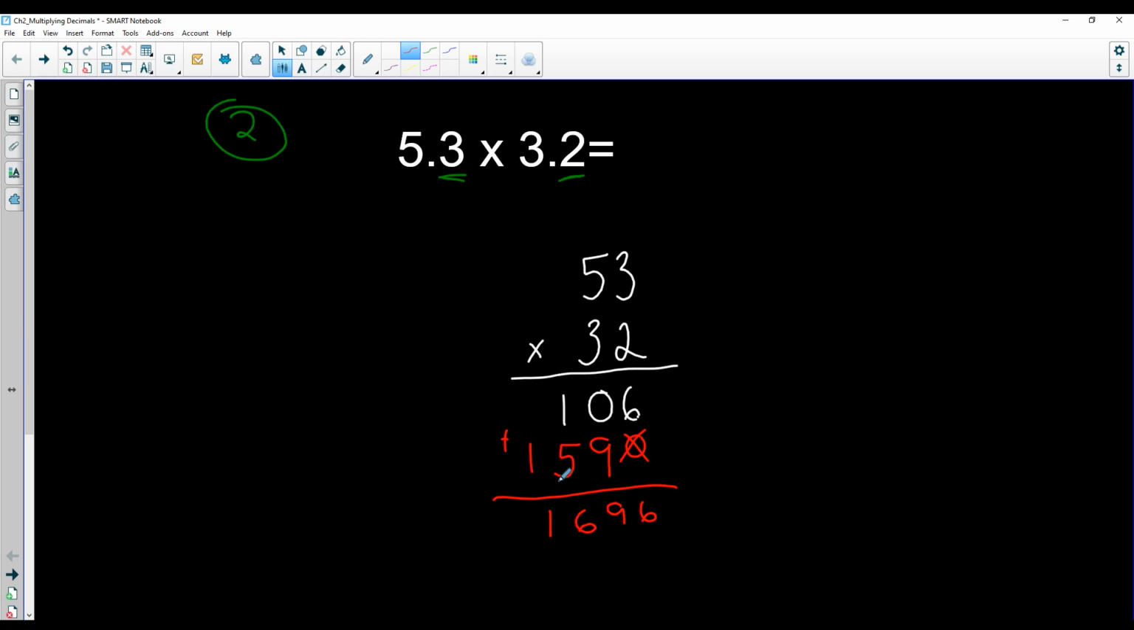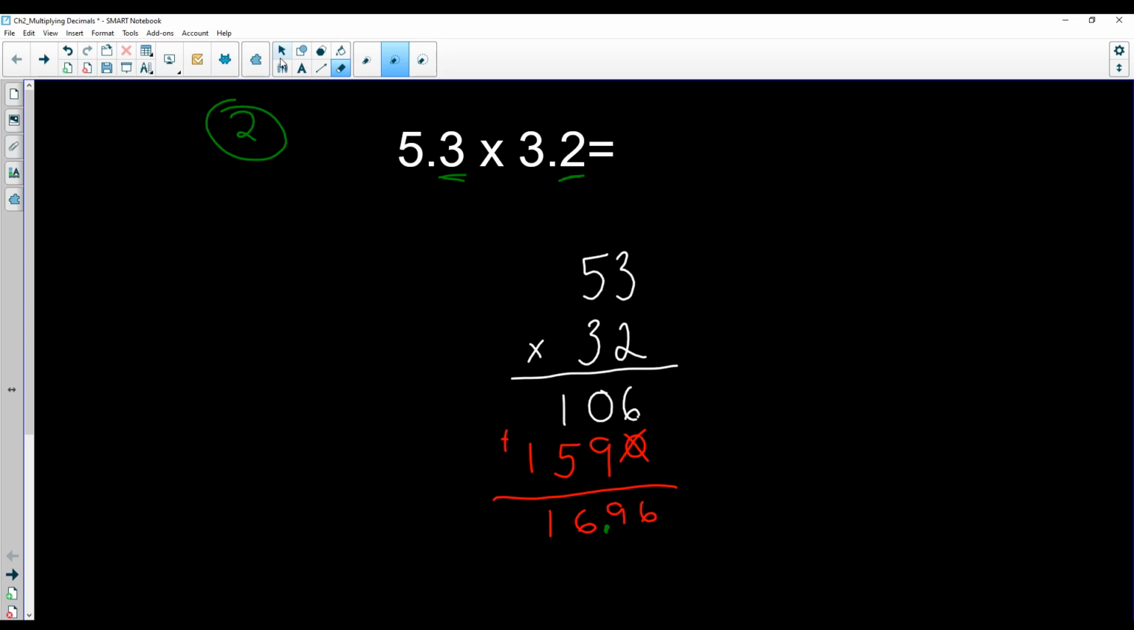Now, the rule was drop the decimal, but don't forget it. So we made a note here that there were 2 numbers after the decimal, and now we're going to put that back in. So 1 decimal space, 2 decimal spaces. That means the decimal place goes right there. So our answer to 5.3 multiplied by 3.2 is 16.96.